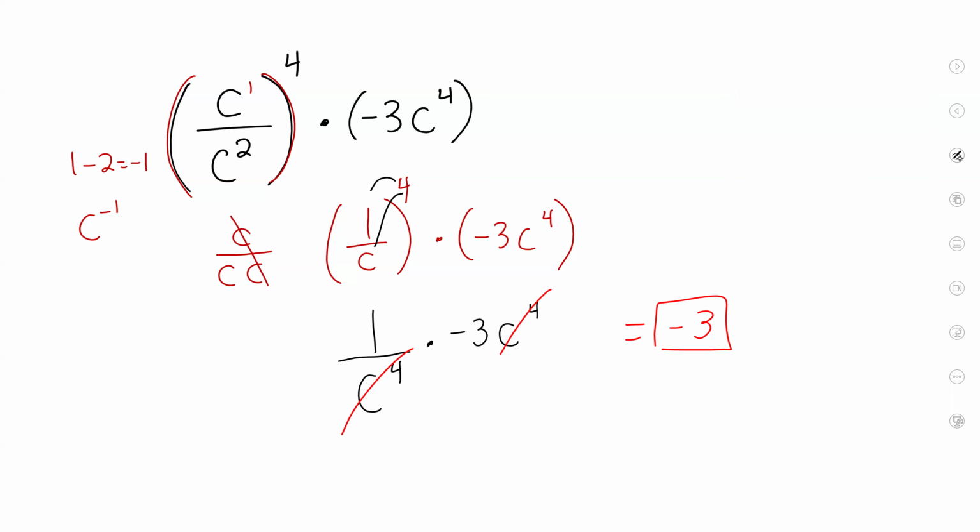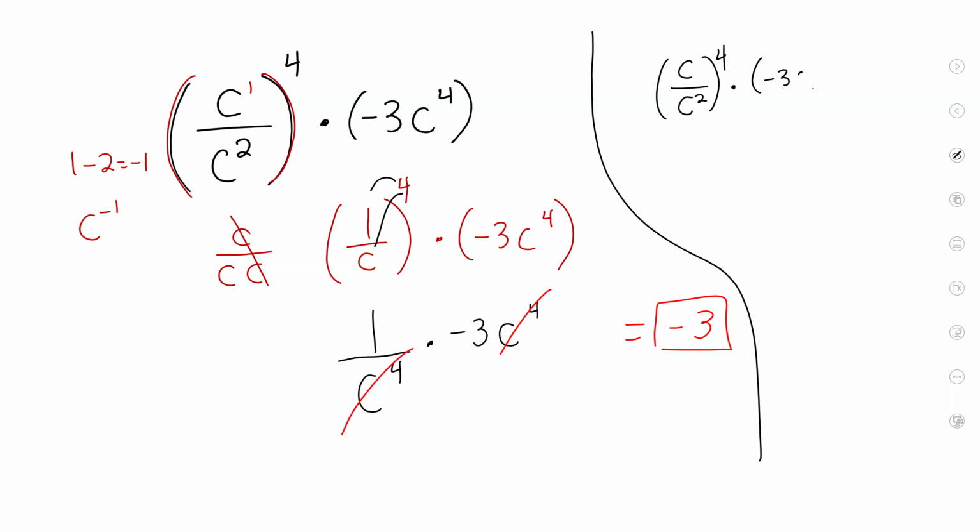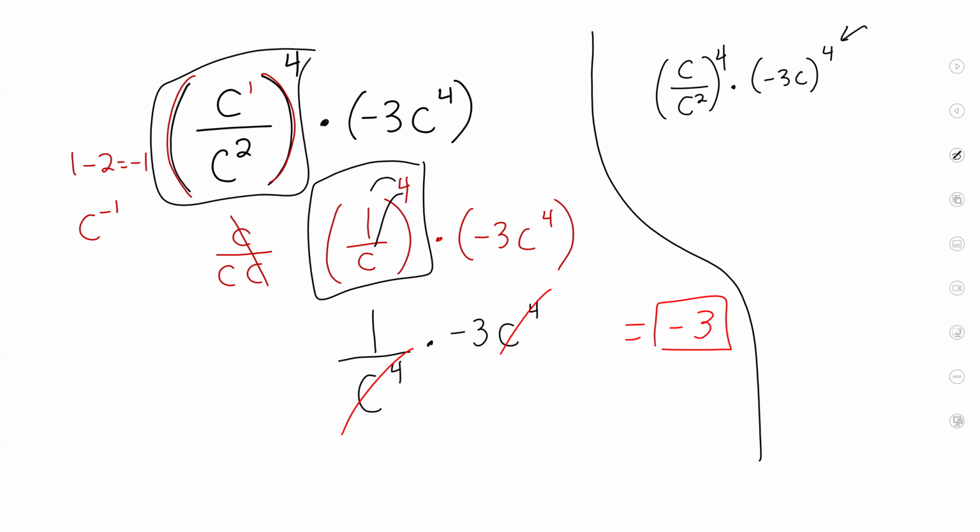I think there's another question like this where this 4 is on the outside. So let's do another version of this. I think there's another one where it's c over c squared to the power of 4 times -3c to the power of 4, where the 4 is on the outside. So let's do that way as well. So again, this is the same problem, this part right here. So I'll just copy it down again. This is 1 over c to the 4.